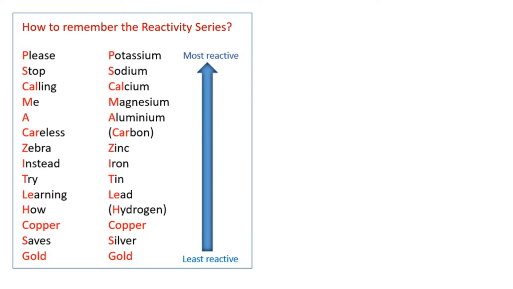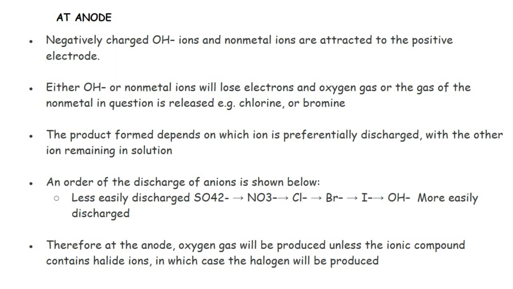So from the series, we can understand that if there is hydrogen and a metal above it, the metal is more reactive, so hydrogen will move towards the electrode and get discharged. If the metal is below hydrogen in the reactivity series, then the metal ions will get discharged more easily than hydrogen. So this is the series which you have to remember.